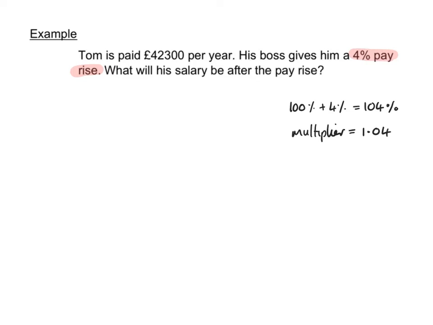So we're going to take the £42,300 that he's currently paid and multiply it by our multiplier of 1.04 to add on 4%. That comes to £43,992, and this is his new salary with 4% added on.